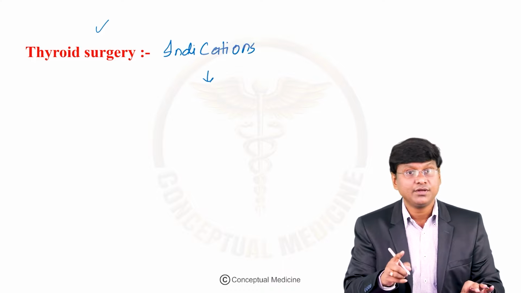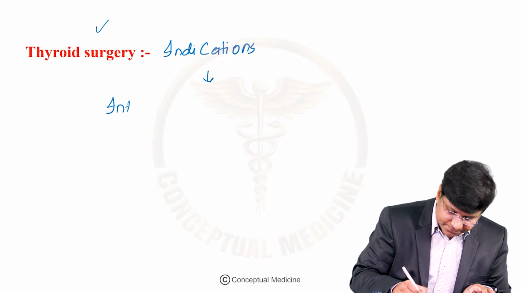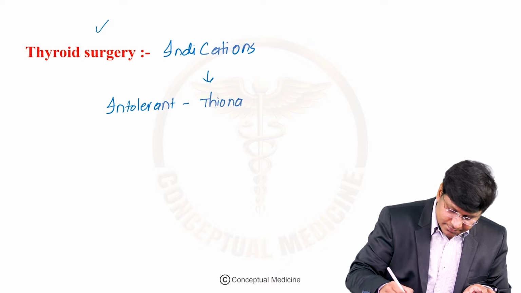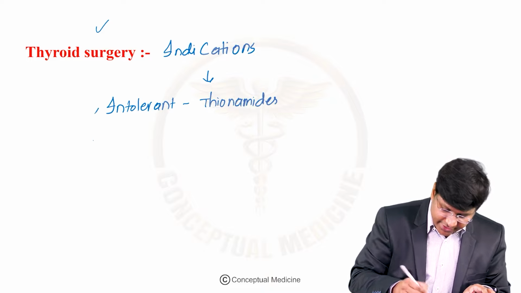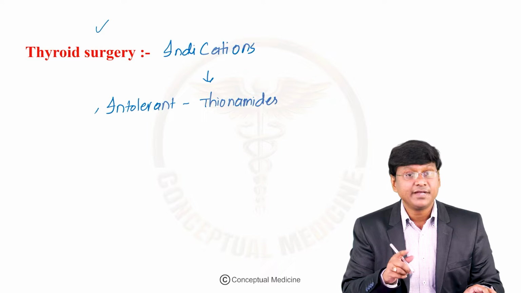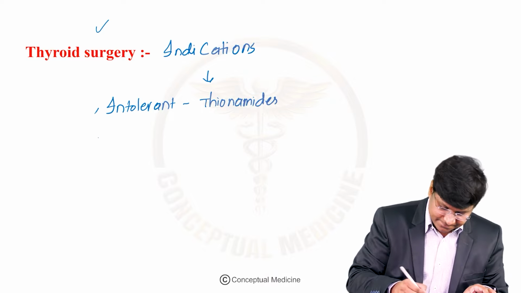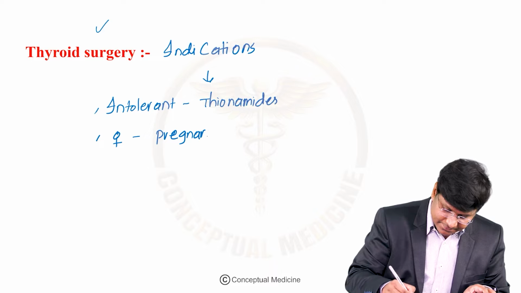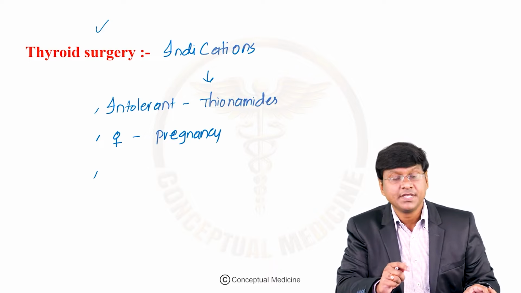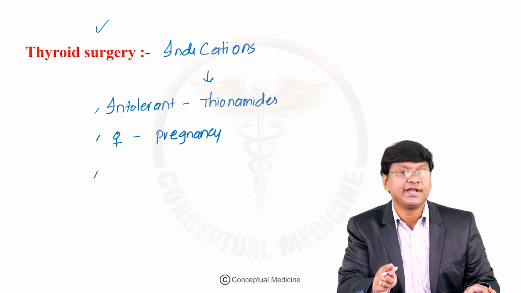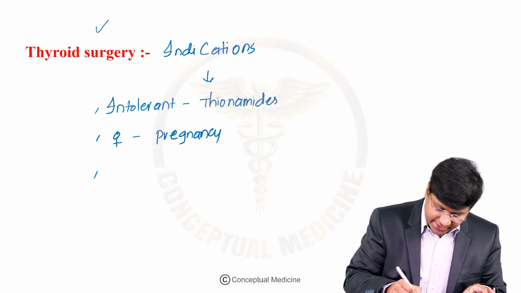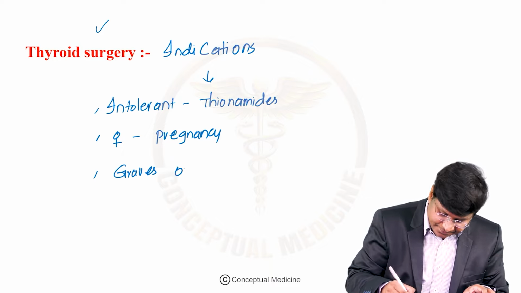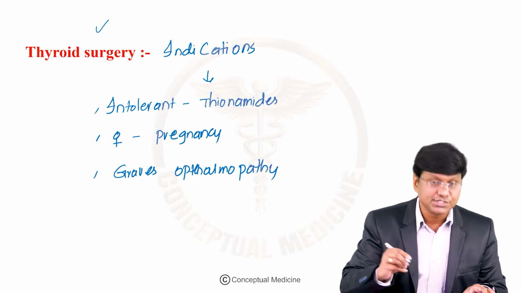The indications include, number one, patients who are intolerant to thionamides. Right? Intolerant to thionamides. That is one point. Next, women planning pregnancy in the near future. So they can go ahead with the surgery. And patients who choose not to have radioactive iodine therapy, and patients with Graves' ophthalmopathy. So these are the indications for thyroid surgery.